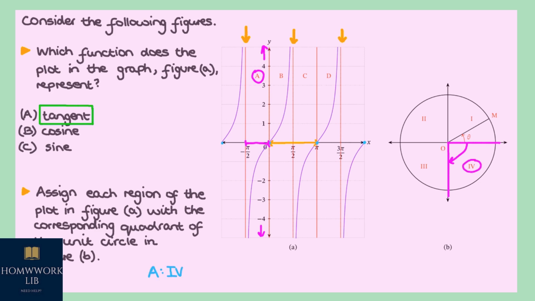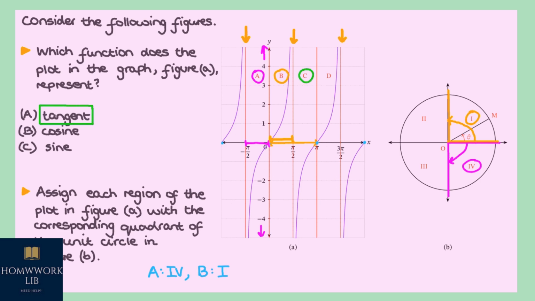quadrant. Next, we'll consider region B, which represents angles between 0 and pi by 2 radians. We've already said that an angle of 0 radians would lie on the positive x-axis on the unit circle. An angle of pi by 2 radians, that's a positive angle, would be a quarter turn in the counterclockwise direction from the positive x-axis, which brings us to the positive y-axis. Angles between these two values therefore lie in the first quadrant.